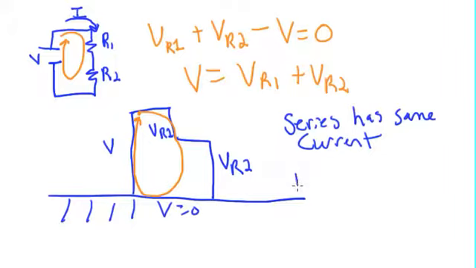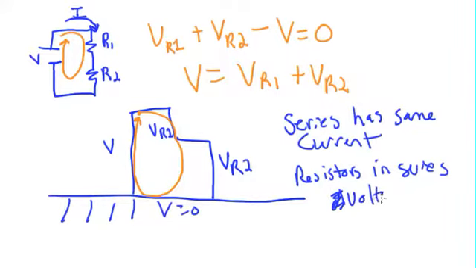And resistors or circuit elements in series are voltage dividers. So that means the voltages will sum rather than all being the same. So, dividers.